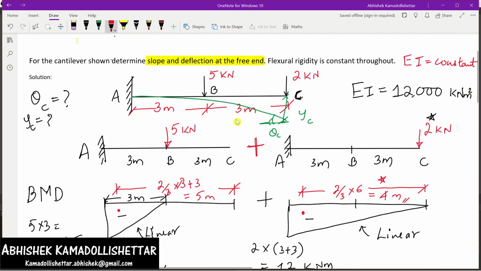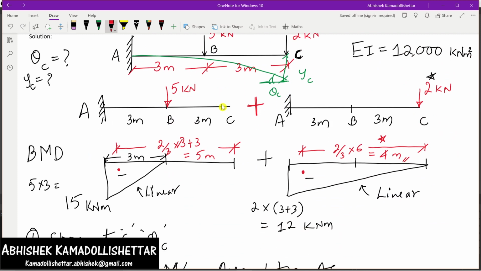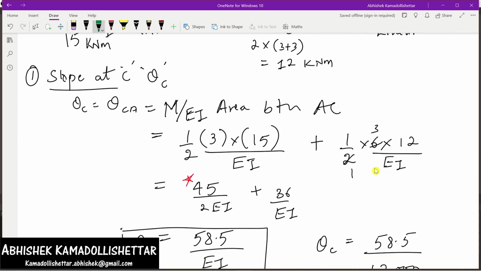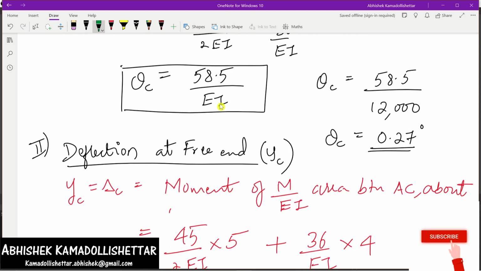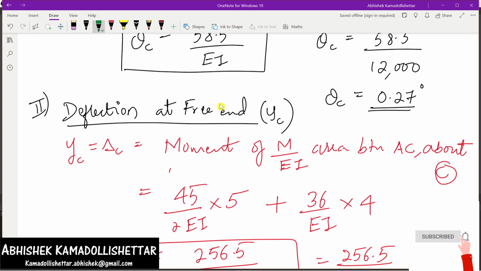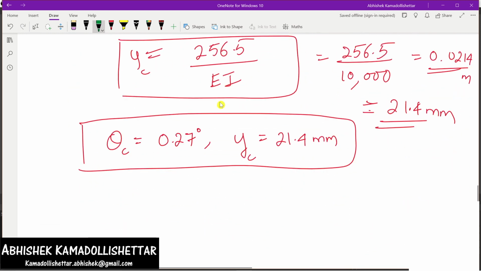To summarize, the individual loads need to be considered and their individual bending moments need to be drawn, and where the slope and deflection are asked, with respect to that you need to calculate the distance. Lastly, the slope formula is the M by EI area between A and C. Next, the deflection formula is the moment of the M by EI area between A and C about C, because moment is force into distance about C. Okay, now I hope this is clear.